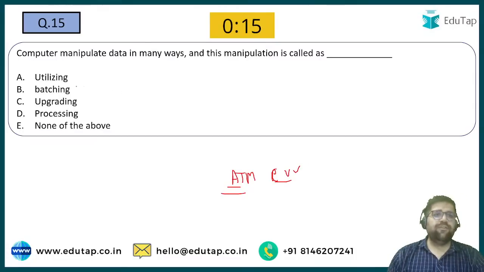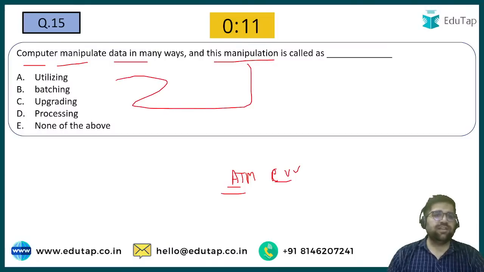Question number 15. Computers manipulate data in many ways. This manipulation is known as what? Processing. As simple as that. Okay, processing, remember, it is one of the basic functions. Now you will definitely get certain types of questions in your exam as well.